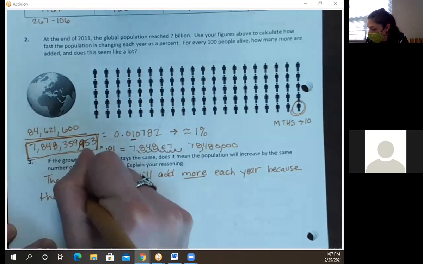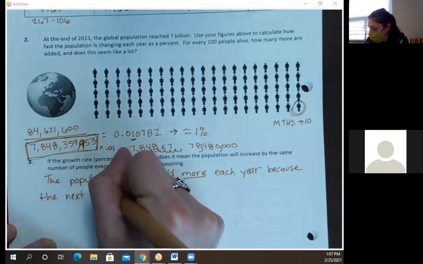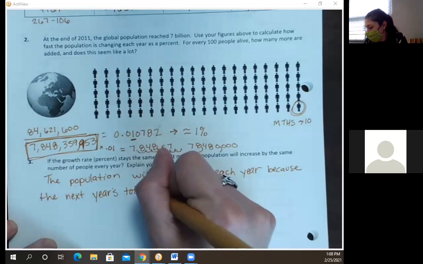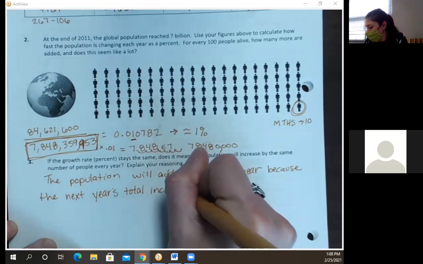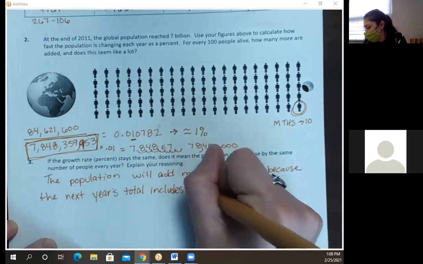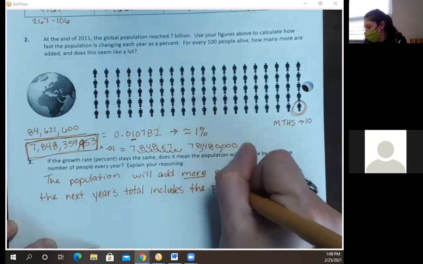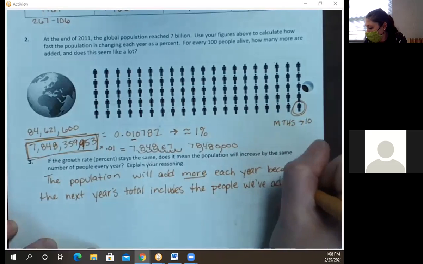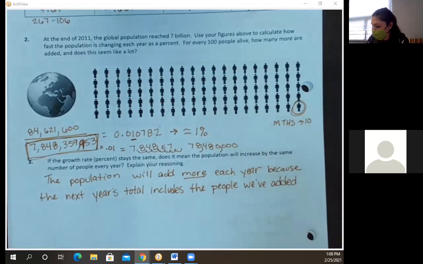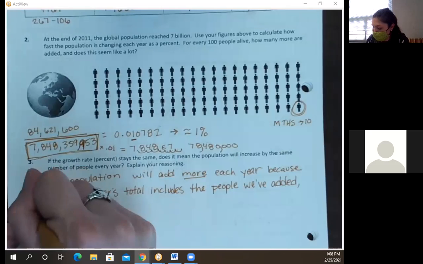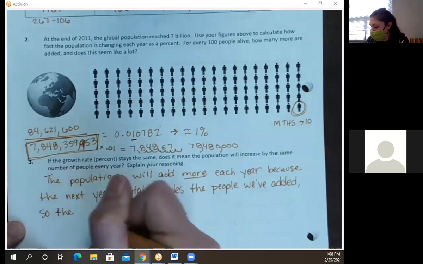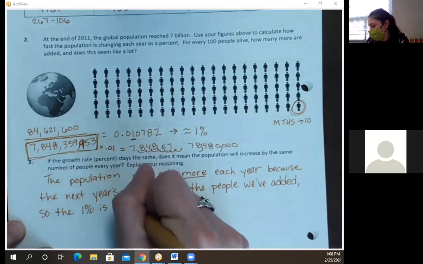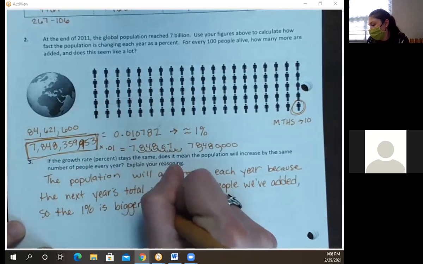the next year's total includes the people we've added. So that 1% is bigger every year.